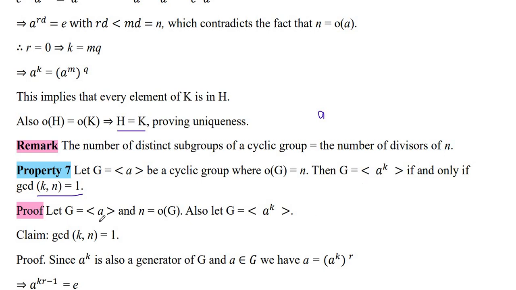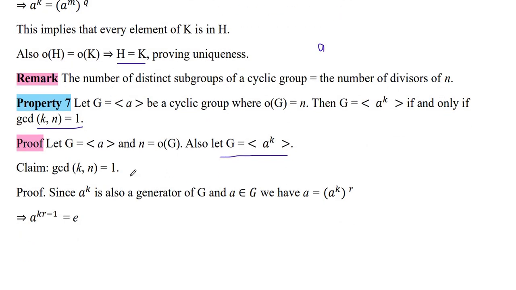Now let G be generated by A and N is the order of G. See, it has got two things to be established. One is, by assuming G to be generated by A power K, you have to show that K and N are relatively prime, and the other way around. Assuming this, you have to show that G is generated by A power K. So we shall assume first that G is generated by A power K. We claim that K and N are relatively prime.